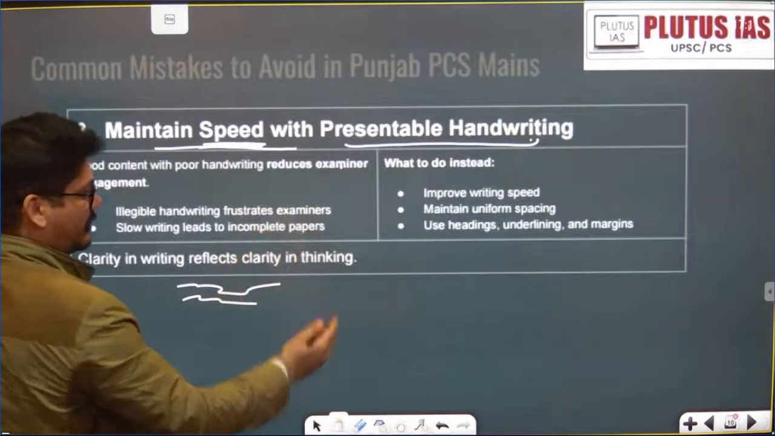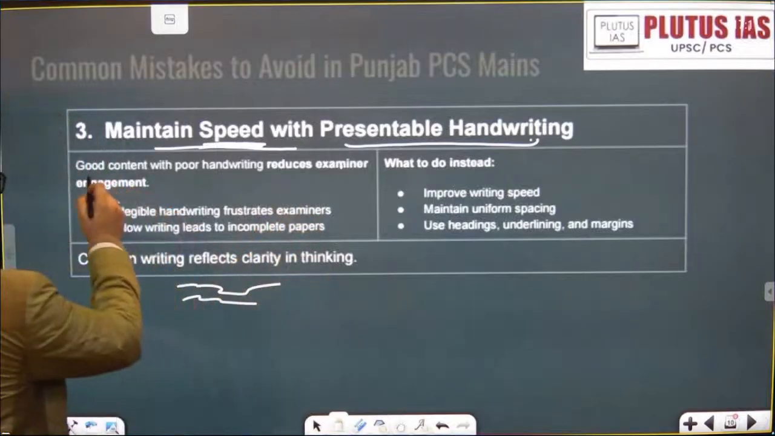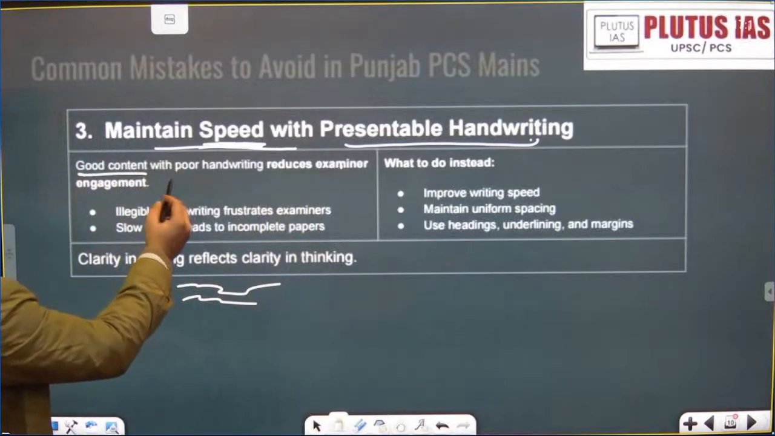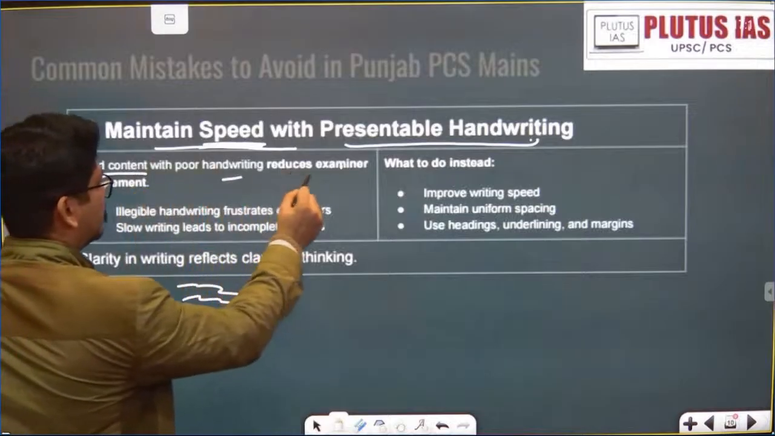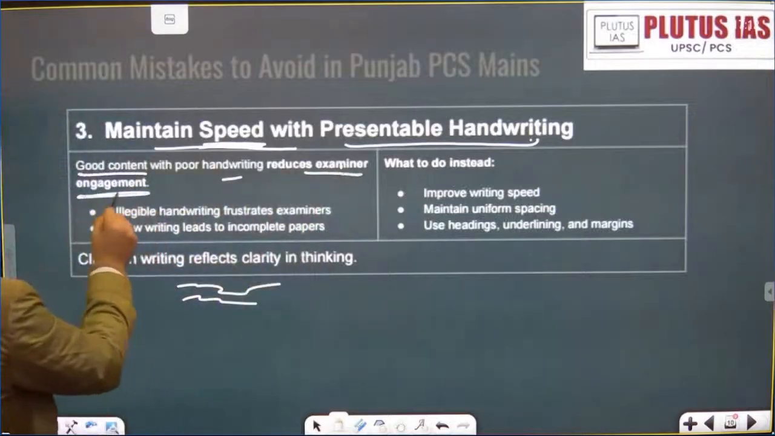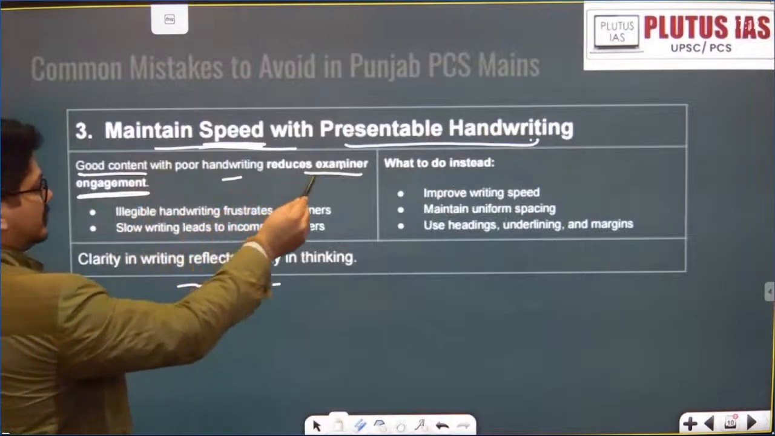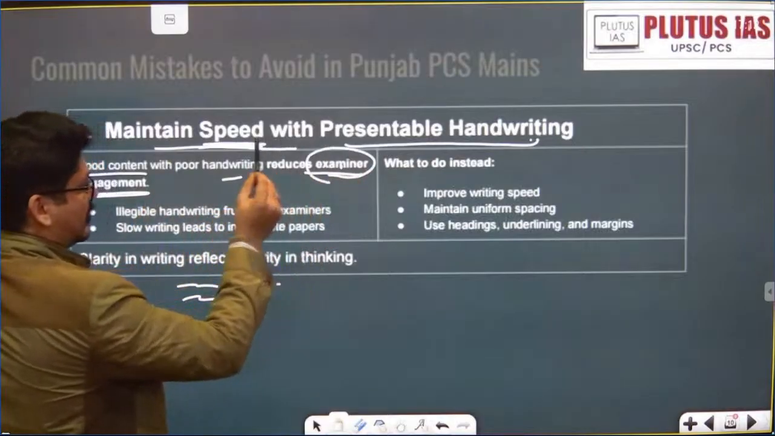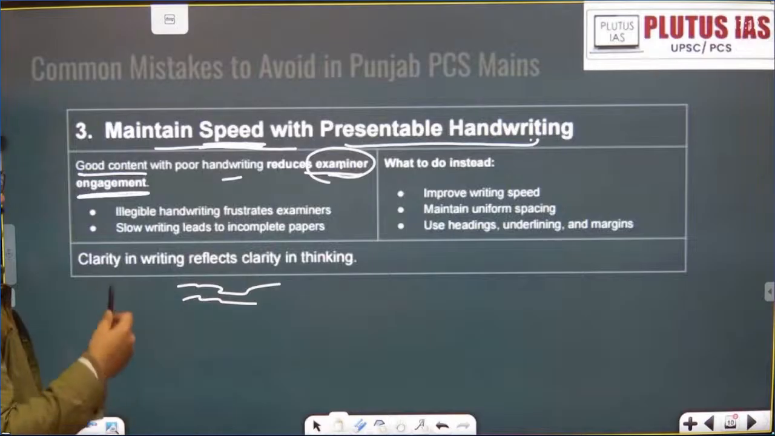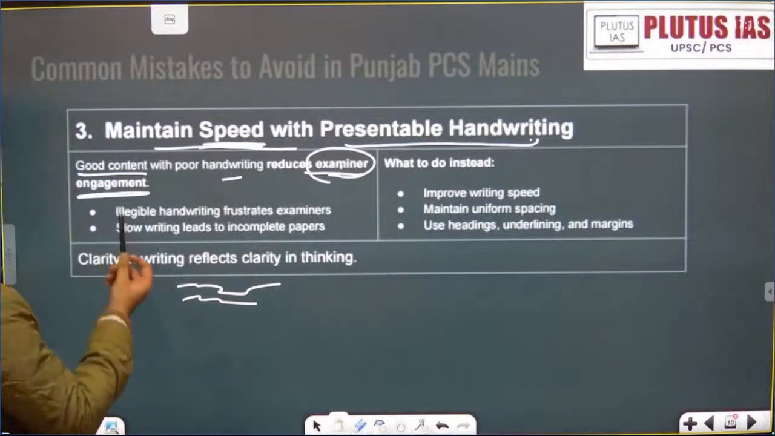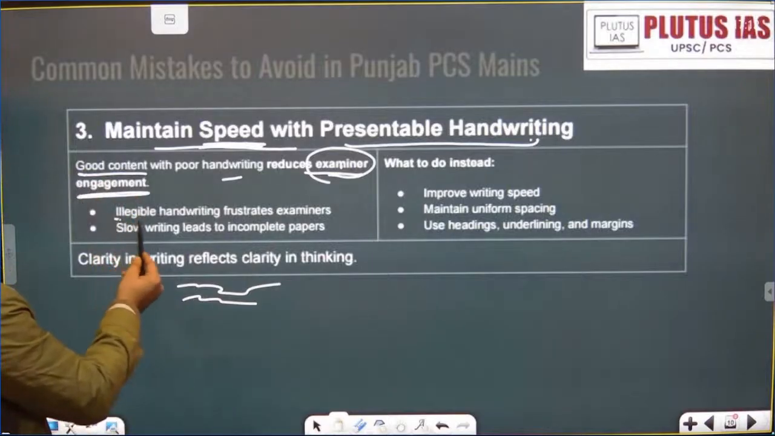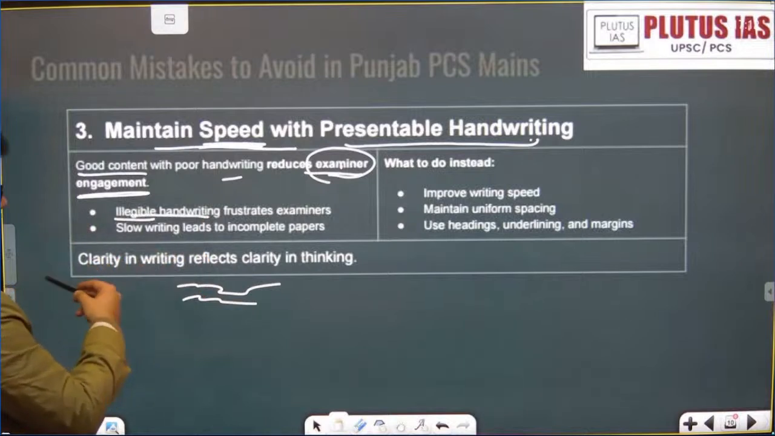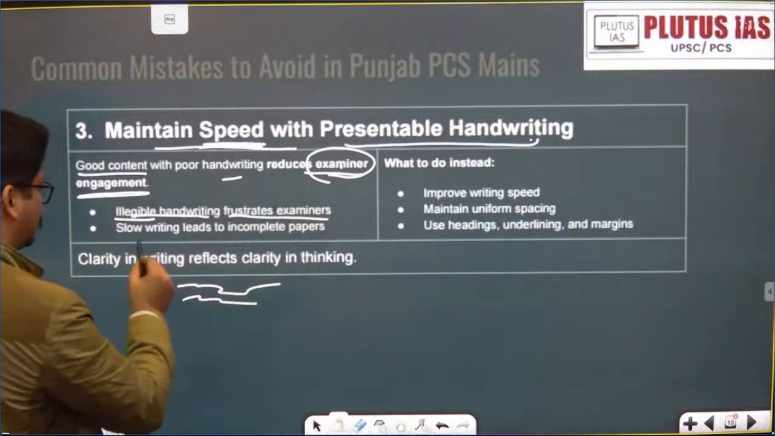So your handwriting should be presentable. Of course, good content is a must. Good content with poor handwriting reduces the examiner's engagement. Trust me, examiners are also human. They actually give extra credit for good handwriting. So focus on that. Do not write this kind of illegible handwriting. This frustrates the examiner, as I told you.